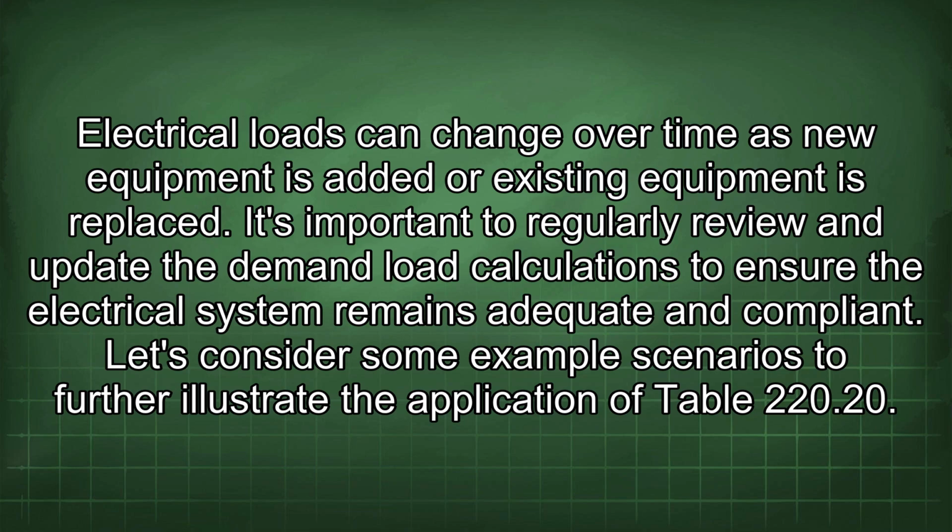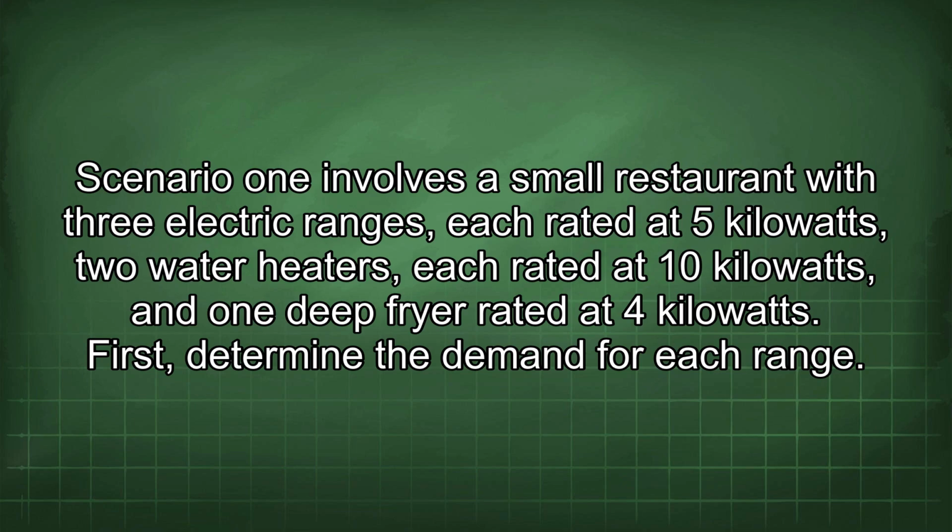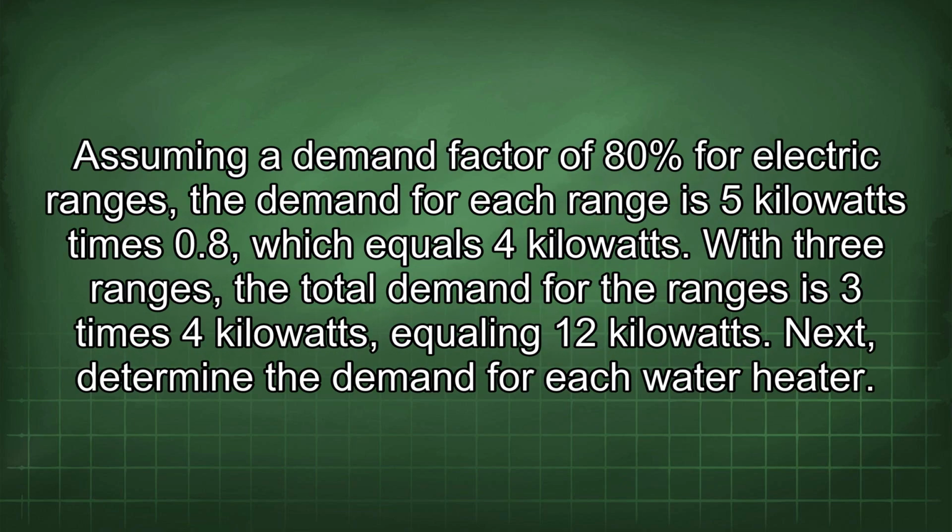Let's consider some example scenarios to further illustrate the application of Table 220.20. Scenario 1 involves a small restaurant with 3 electric ranges, each rated at 5 kilowatts, 2 water heaters, each rated at 10 kilowatts, and 1 deep fryer rated at 4 kilowatts. First, determine the demand for each range. Assuming a demand factor of 80% for electric ranges, the demand for each range is 5 kilowatts times 0.8, which equals 4 kilowatts. With 3 ranges, the total demand for the ranges is 3 times 4 kilowatts, equaling 12 kilowatts.